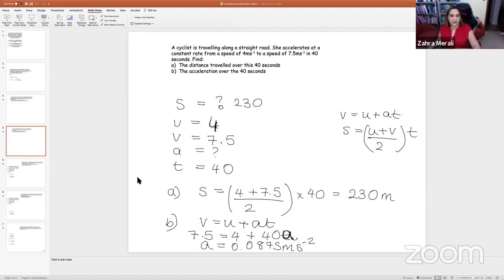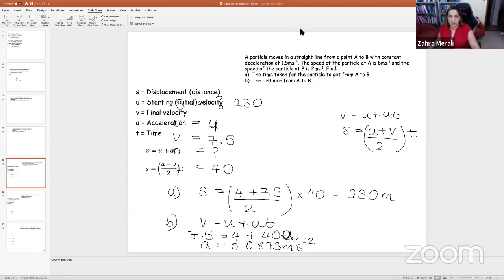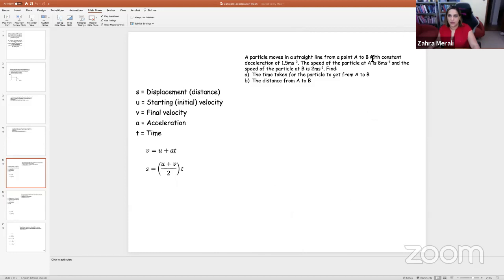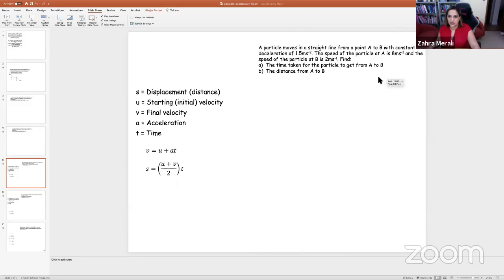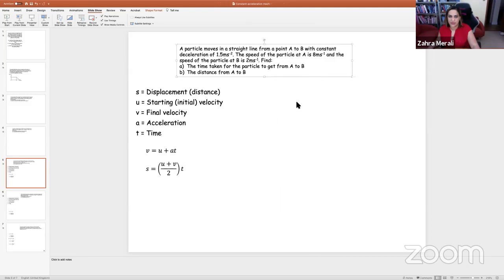Right, let's take another one. We take the next one, we've got a particle that moves in a straight line from A to B with a constant deceleration of 1.5. The speed of the particle at A is 8, and at B, it's 2. Find the time taken for the particle to go from A to B.